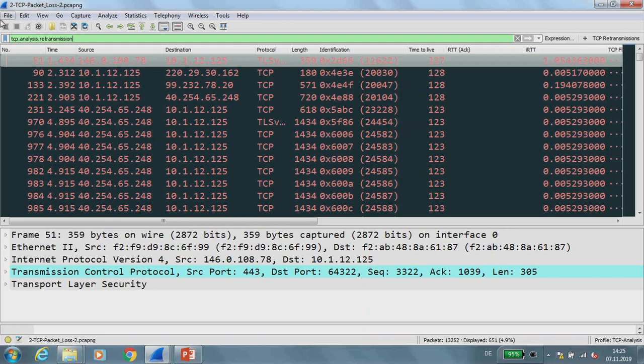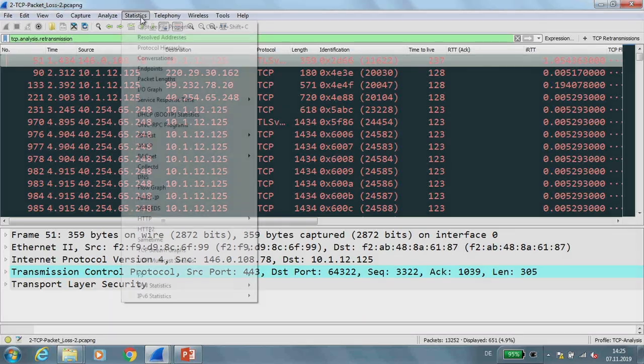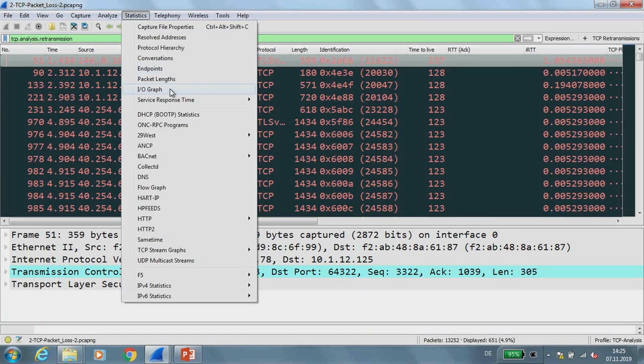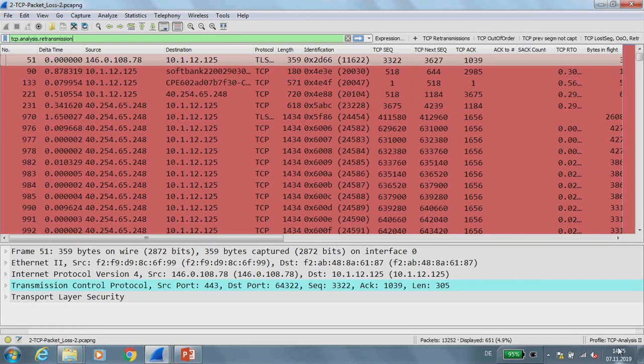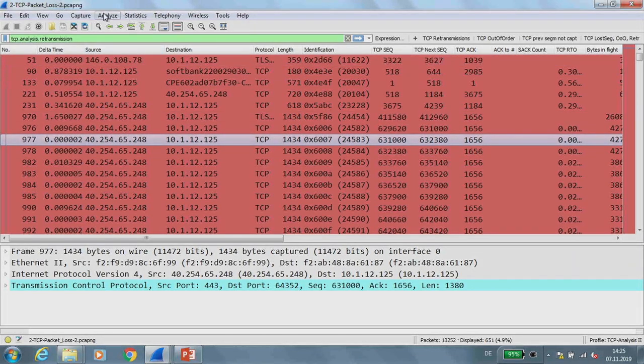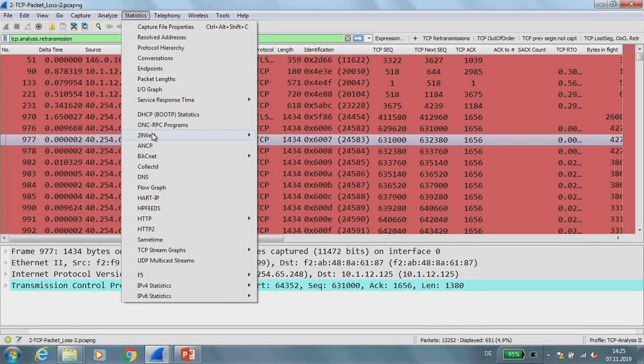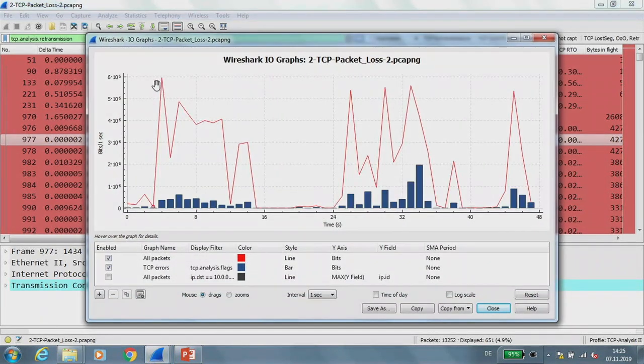Well, what I did was I pulled out the statistics, and if everything went right, in my analysis chart, which should be now TCP analysis 2, I pulled out statistics and IO graph, and I adjusted all packets on a bit scale and the TCP errors just to see when they would occur. And can you identify what the bandwidth limit was for that user?